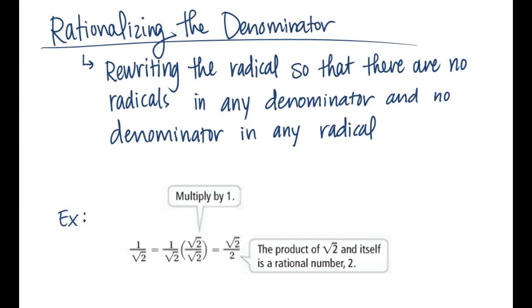We have 1 over the square root of 2. In order to get rid of this radical in the denominator, we're going to use this process called rationalizing the denominator. And this entails multiplying the original expression by whatever radical is in the denominator.